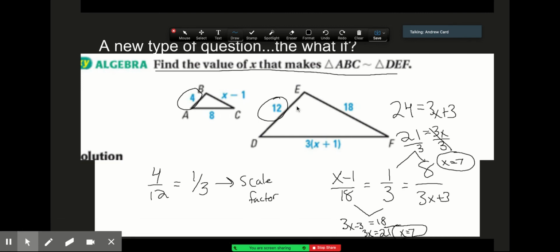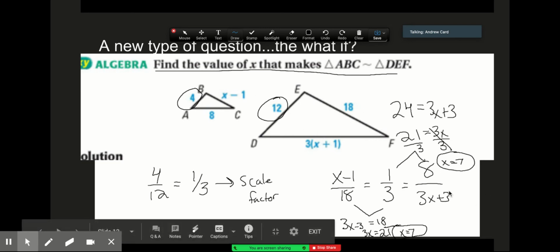4 over 12 gets me my scale factor, and then I can use that on either 8 over 3x plus 1, or 3 times x plus 1 rather, or x minus 1 over 18. Either way, I'll end up in the same place, which is x equals 7.